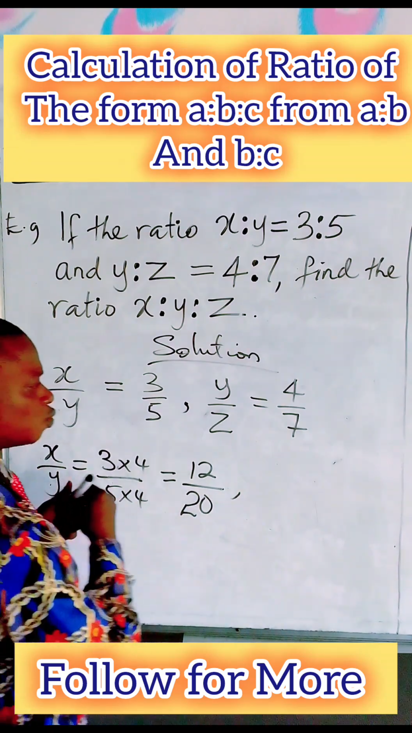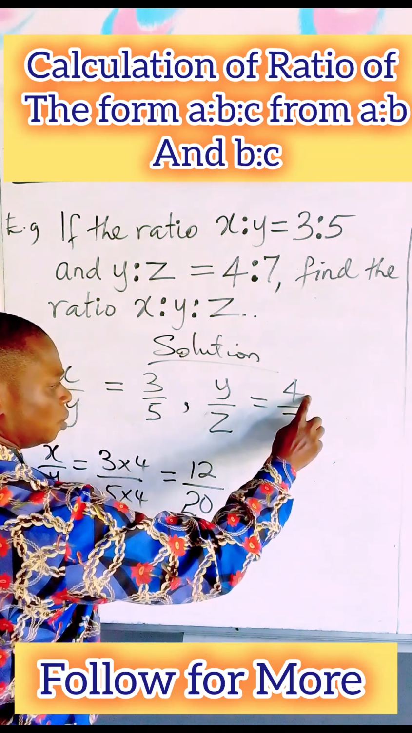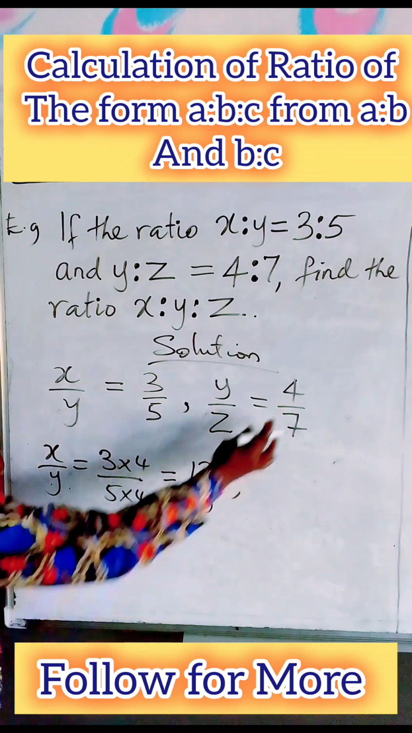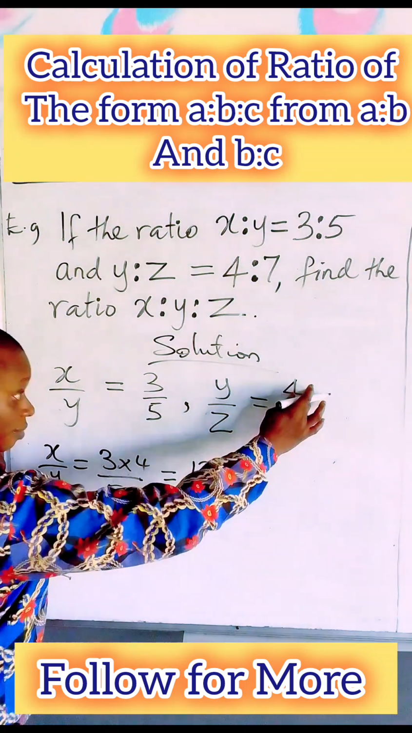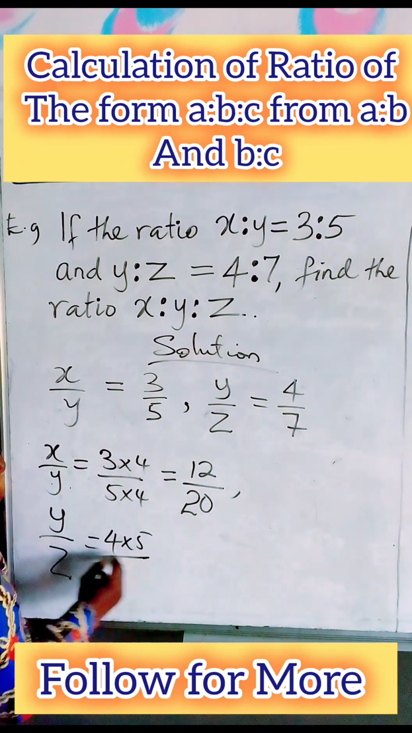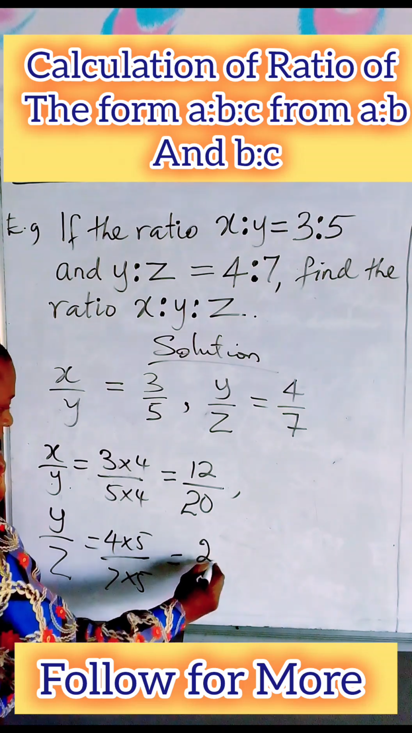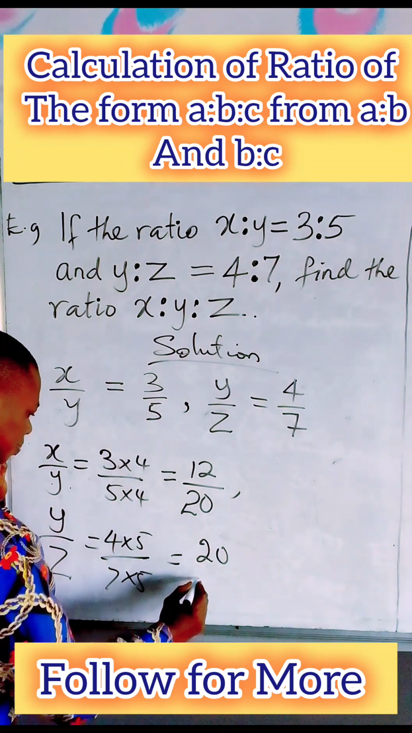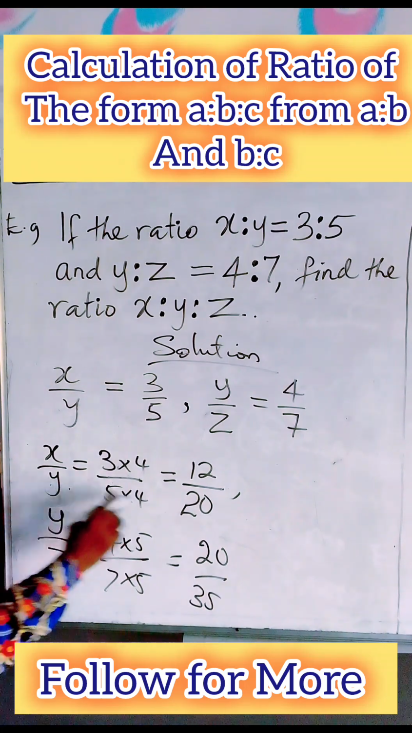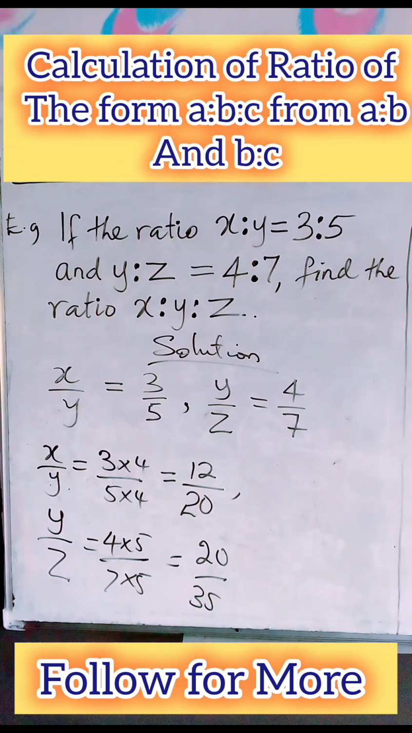So remember the LCM is 20. What will I do to 4 to become 20? Likewise, for my y over z, to make this 20, I multiply this by 5, and I will also multiply this by 5. So we have 4 times 5 over 7 times 5. Multiplying them, you have 20 over 35. So we can now see that the value of y here is 20, making the value of y here also 20. So it's balanced.